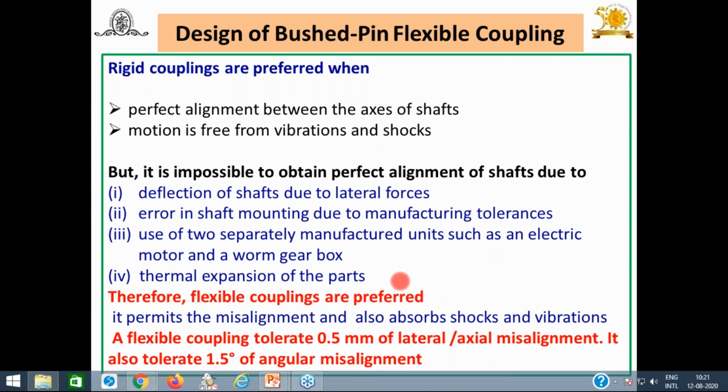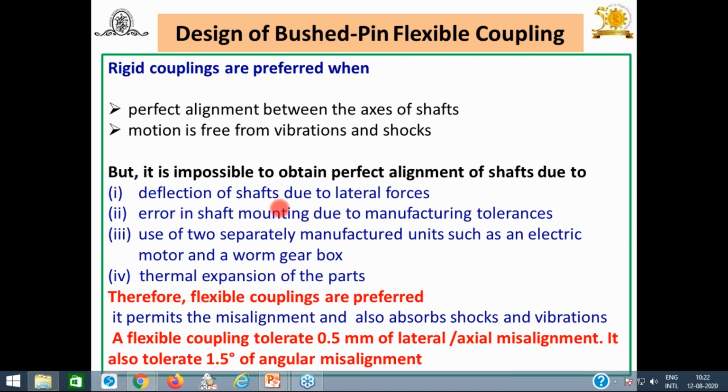Again, what is the difference between the rigid and the flexible coupling? You know very well, rigid couplings are preferred when perfect alignment between the axes of the shafts is there. That means coaxiality or precise alignment is required in case of rigid coupling. Then motion should be free from vibrations and shock. That is the requirement for rigid coupling. But in actual practice, what is happening? It's not possible to have a precise alignment between the two shafts, or it is impossible to have a perfect alignment of the shafts. And what are the reasons for that?